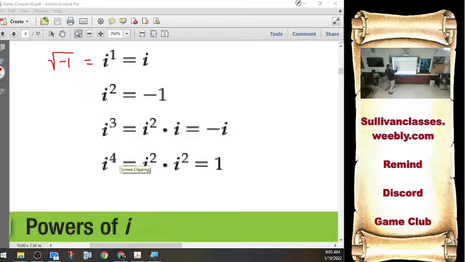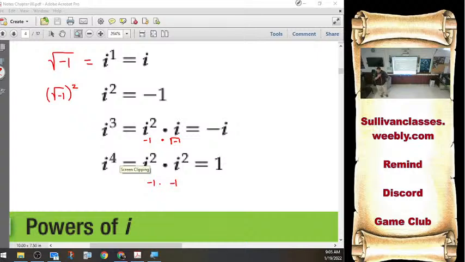Now, if I take that square root of negative 1 and square it, we all know that inverse operations, square and square root, cancel each other out. That's why i squared is negative 1. i to the third: if I know that i squared is negative 1, and this is the square root of negative 1, that's negative square root of negative 1, so I call it negative i. i to the fourth can be broken up into i squared and i squared. Negative 1 times negative 1 is now positive 1.